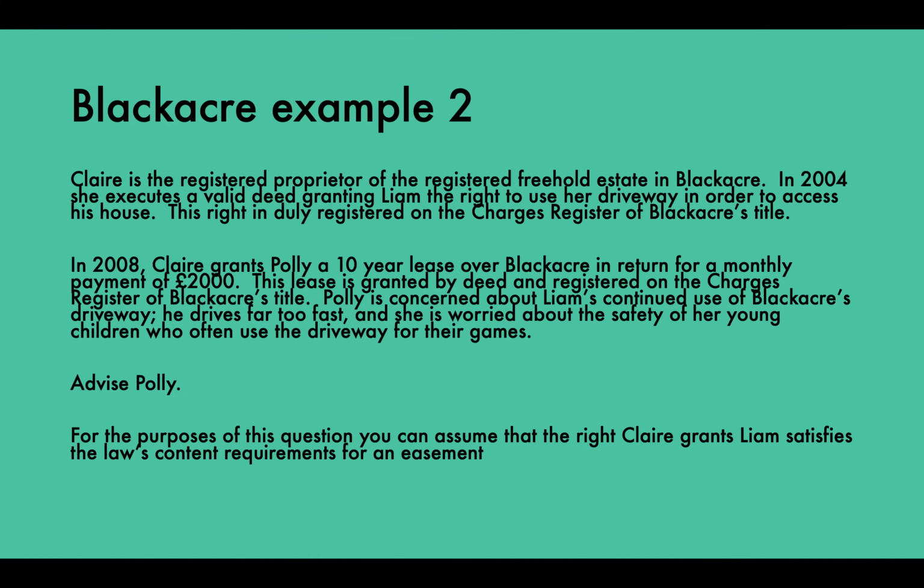So Polly does not want to be bound by Liam's pre-existing right. That's the same as we saw in example 1. And she wants to stop him from using the driveway. Whether she can or not depends on whether Liam's interests bind and take priority over her own. In this case, we do have a valid legal easement as there is a deed and registration exists.